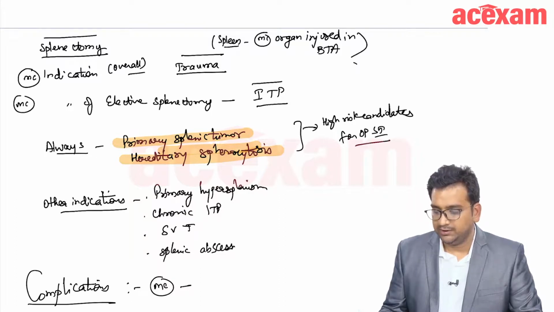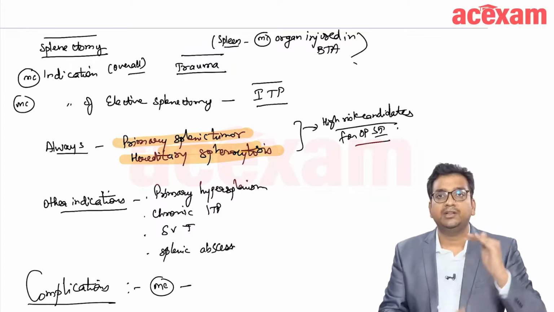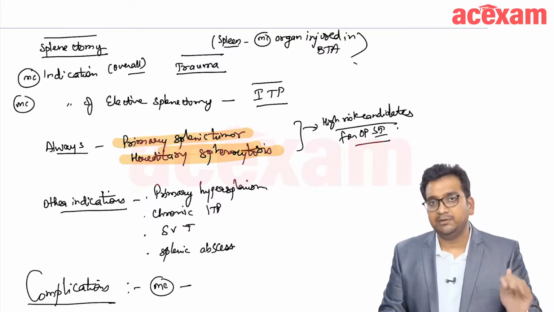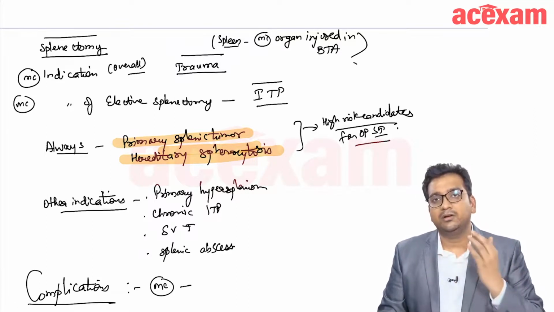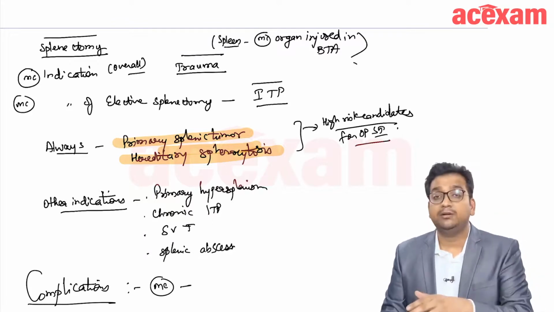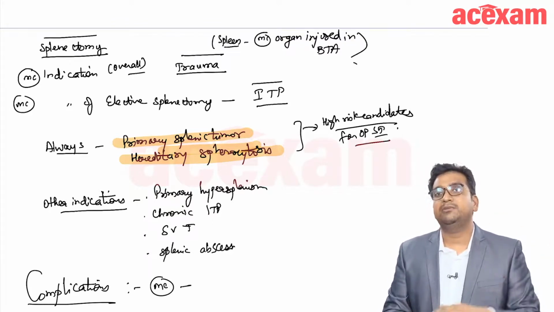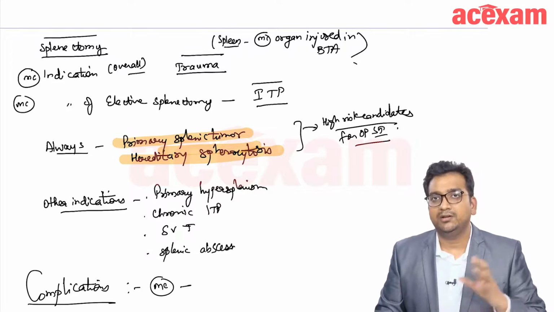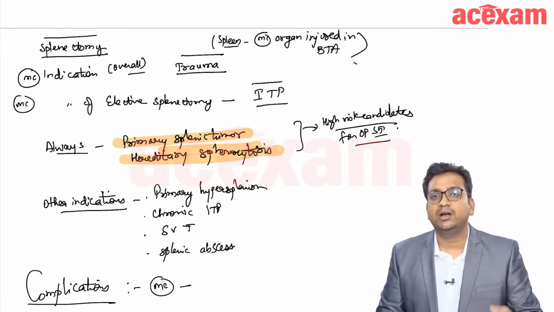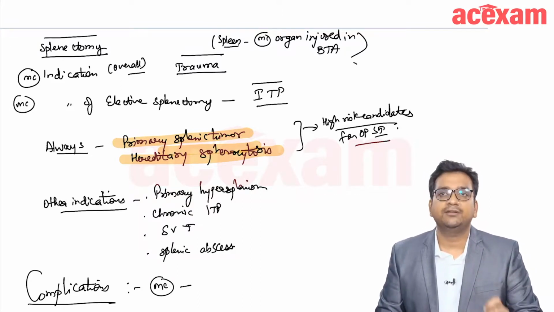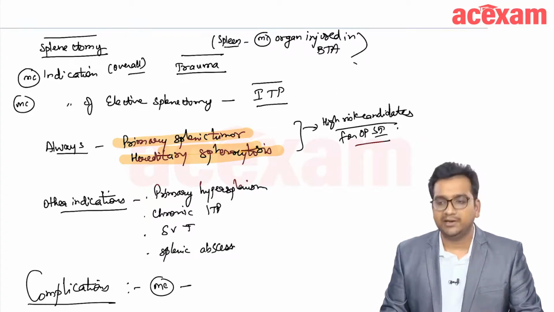I'll discuss OPSI later on, but you'll have to remember the point that patients with splenectomy for a primary splenic tumor or malignancy, and splenectomy for a hematological disorder, are at high risk for development of OPSI after splenectomy.